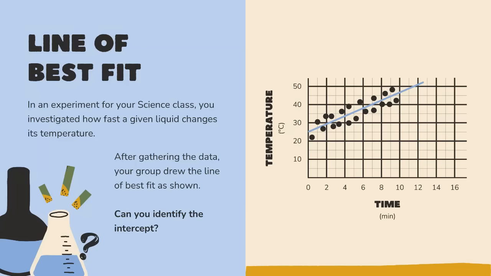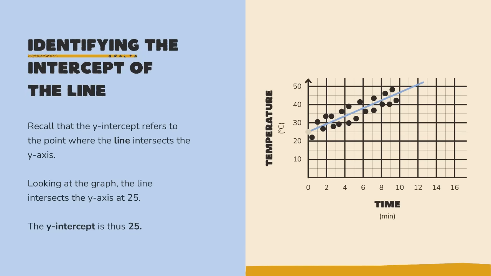Here's an example from a science experiment. This graph shows how the temperature of a liquid changes over time. The line of best fit simplifies the data. Can you spot the y-intercept? It's where the line crosses the y-axis.